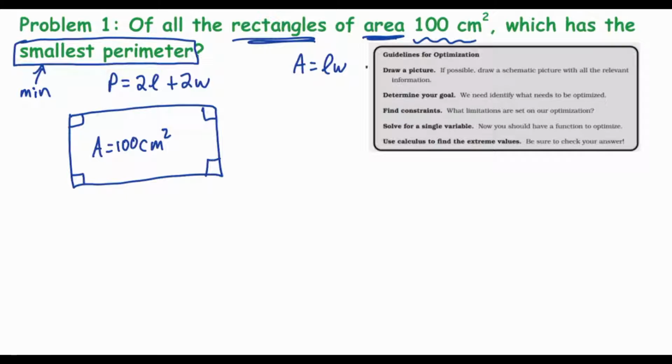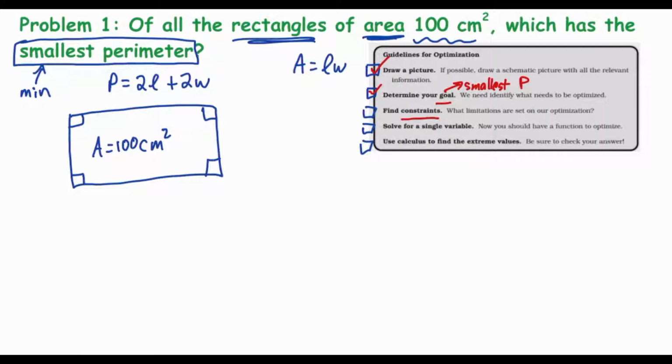So: draw our picture, determine our goal, find constraints, solve for a single variable, use calculus to solve. We've drawn our picture. Let's determine our goal. Our goal is to find our smallest perimeter. And so we're going to use our equation for perimeter of a rectangle and find our constraints.